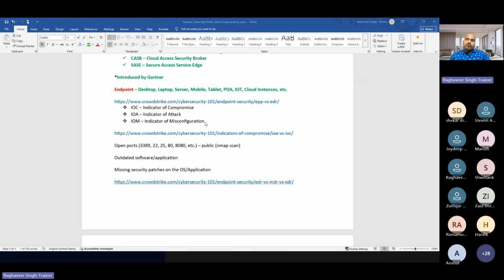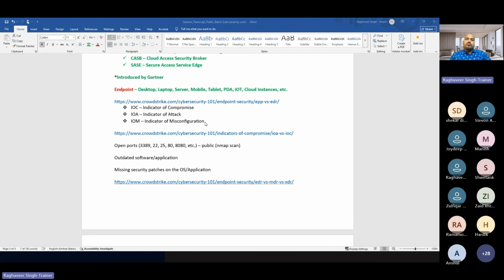Then comes indicators of attack. Now, indicators of compromise and indicators of attack are almost the same thing. Indicators of attack basically means, in your Windows event log, you identify an event ID that says that there was an unauthorized access attempt on this system. That's indicators of attack, right?